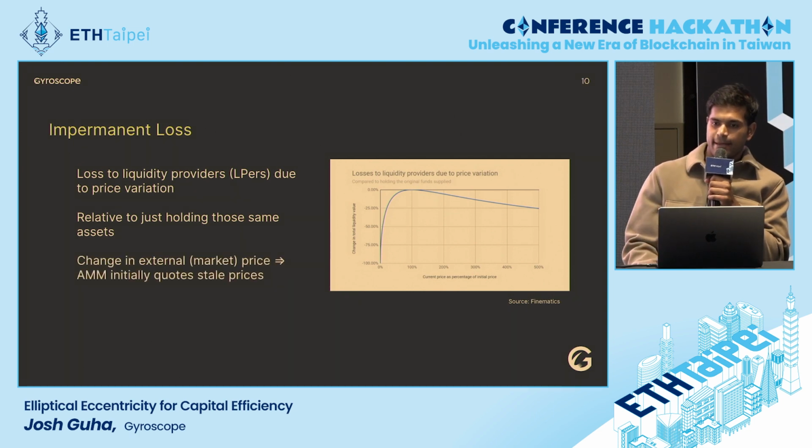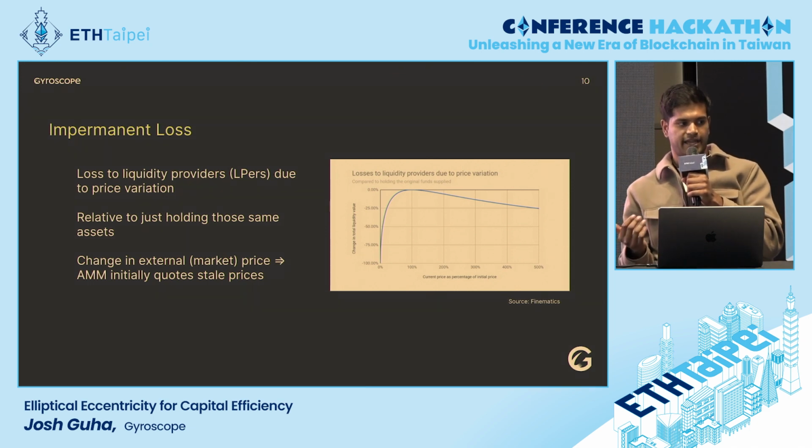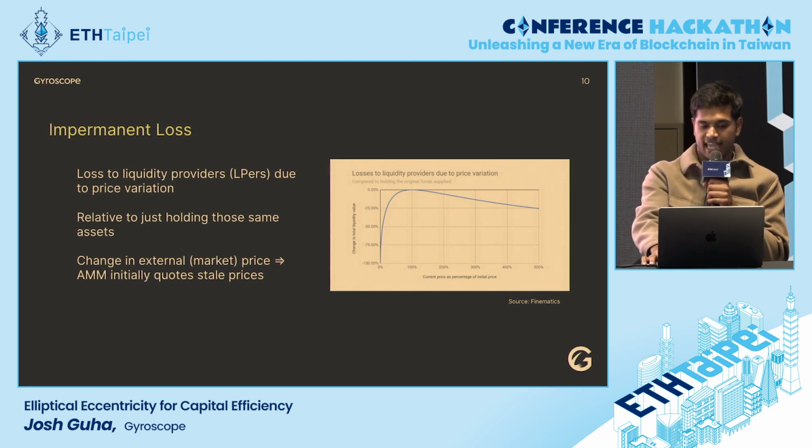It's caused by the AMM not knowing what the external market price is. And so when the external price changes, the AMM is stuck quoting the stale prices and must be re-equilibrated to the market price by arbitrageurs. But arbitrageurs are not selfless individuals. They do this because they gain some profit, and this profit is the liquidity provider's loss in the zero-sum game of trading.